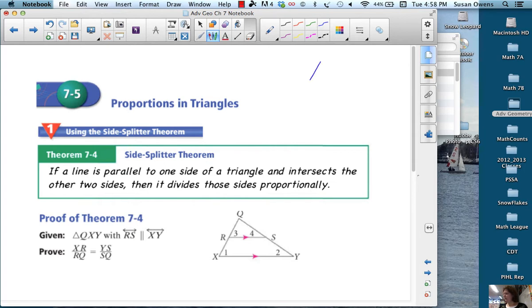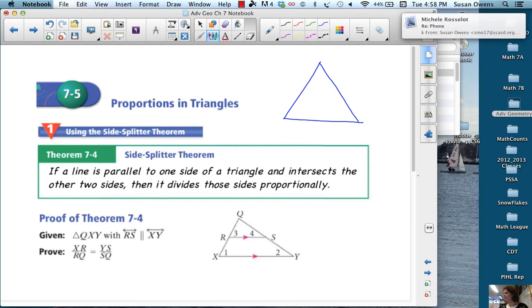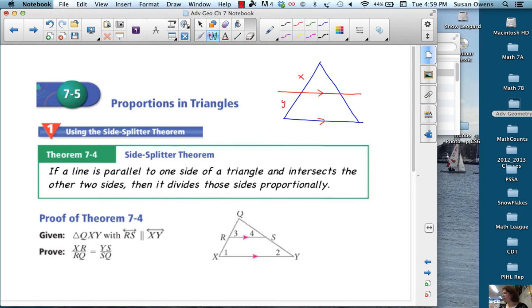So I'll draw it up here. If we have any triangle and then we make another line that is parallel to the base in this case. So we make these parallel. Then what we can say is that that line splits the sides proportionally. So if we call this x and y, and I'll call this a and b, then we can say that x over y equals a over b. And that's called the side splitter theorem.